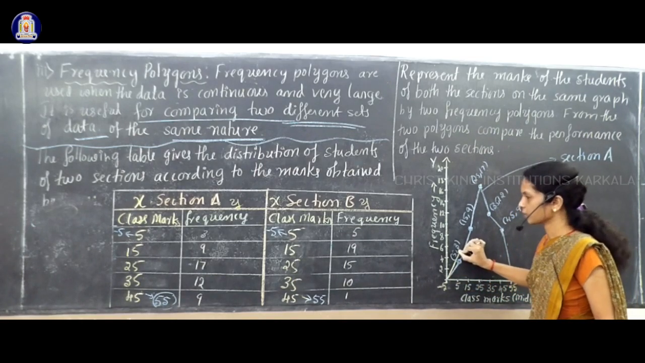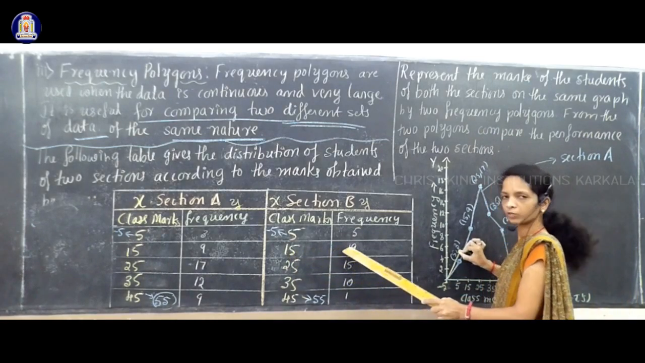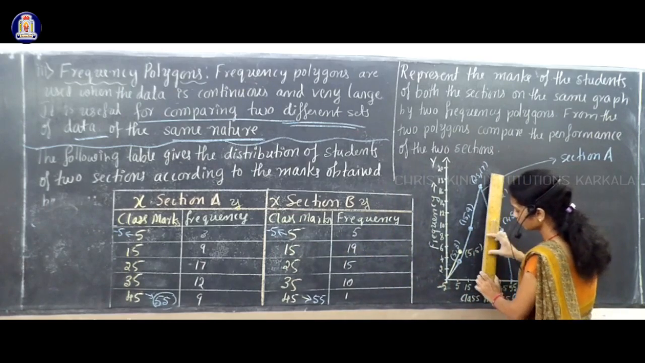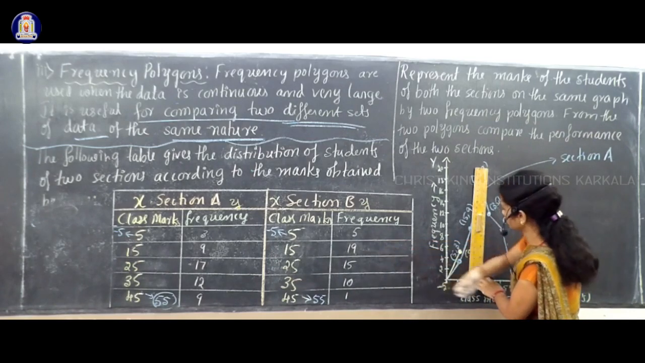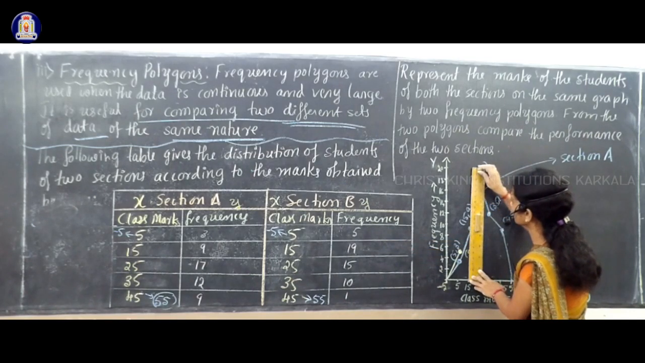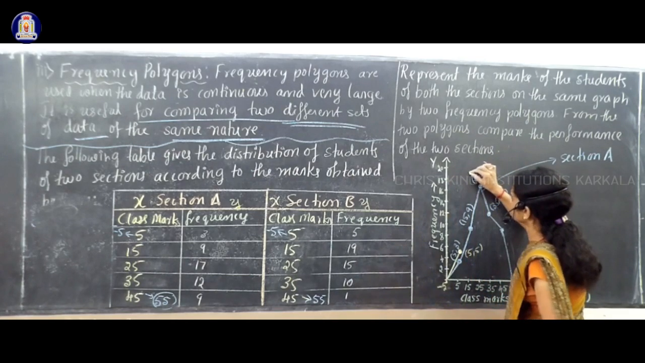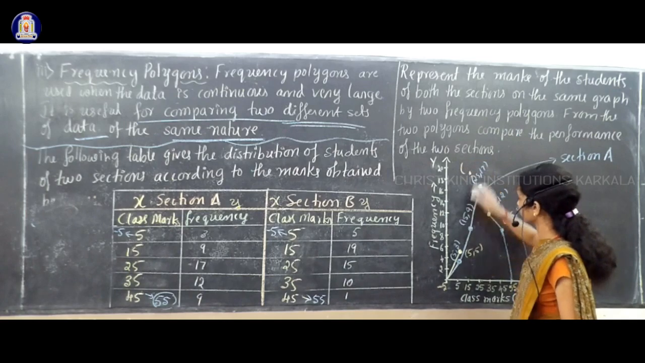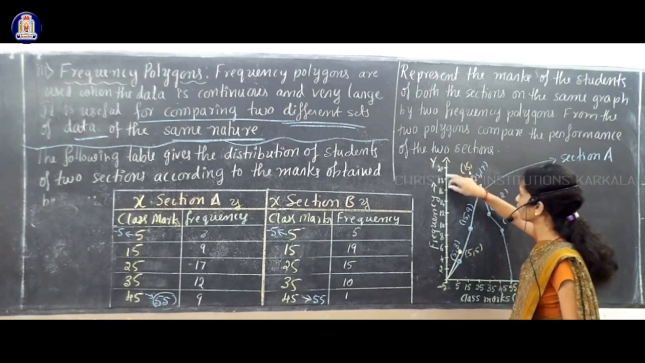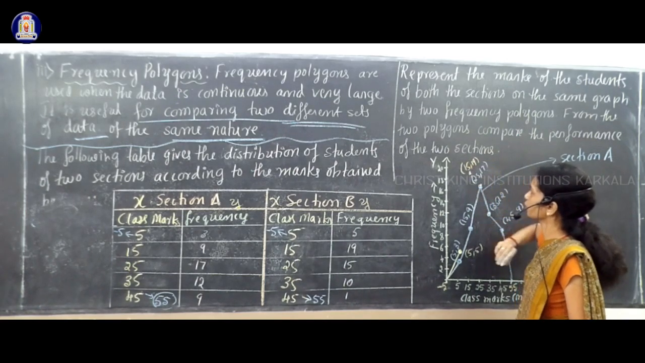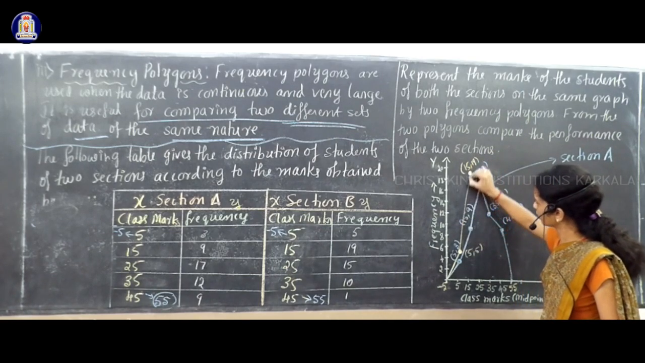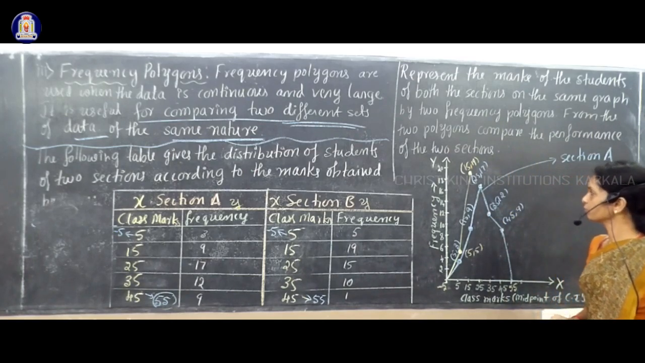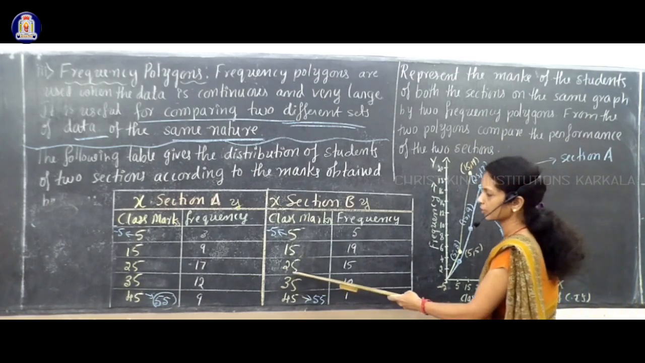Okay. And the next class mark is 15, and for that frequency is 19. At 15, you have to keep your scale vertical, and you have to move up to 19 now. 19 is exactly in between 18 and 20. Here it is. Okay. So this point is which one? At 15 we moved up. So 15, how much height? 19. So 15, 19. And join that point with the previous point. Okay, like this.